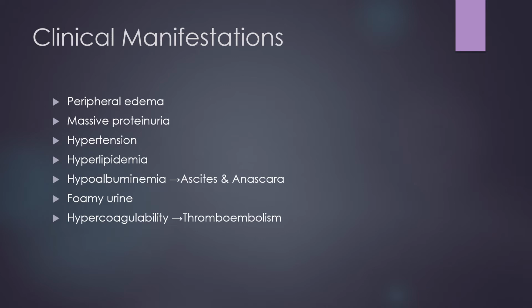And then, of course, with the protein lost, like albumin, in the urine and not in the vasculature, we see signs and symptoms of hypoalbuminemia, which we've talked about in the previous module. And then we see ascites development and anasarca, which is severe peripheral edema and swelling.